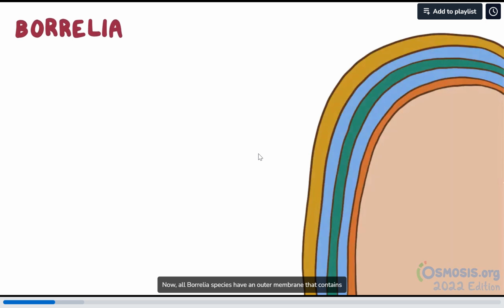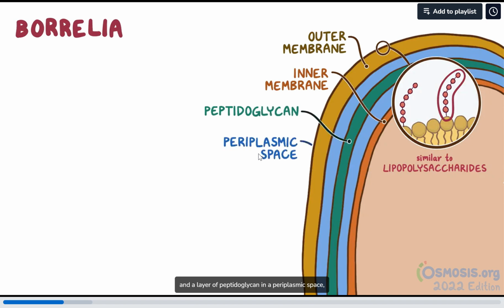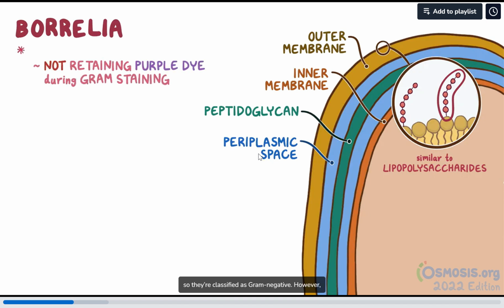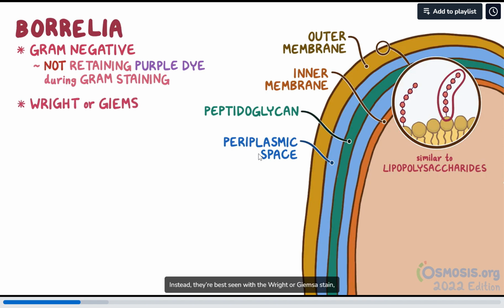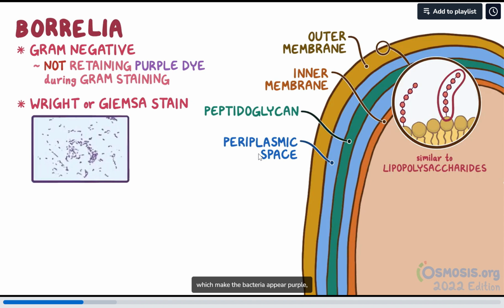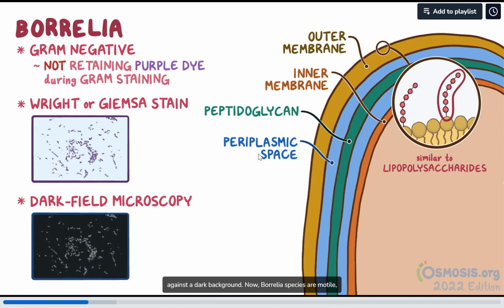Now, all Borrelia species have an outer membrane that contains a substance similar to lipopolysaccharides, an inner membrane, and a layer of peptidoglycan in a periplasmic space, which is the space between the inner and the outer membrane. Since the peptidoglycan layer is thin, it doesn't retain the purple dye used during gram staining, so they're classified as gram-negative. However, they can't be easily visualized with gram staining. Instead, they're best seen with the Wright or Giemsa stain, which make the bacteria appear purple, and with dark field microscopy, which makes the bacteria appear white against a dark background.